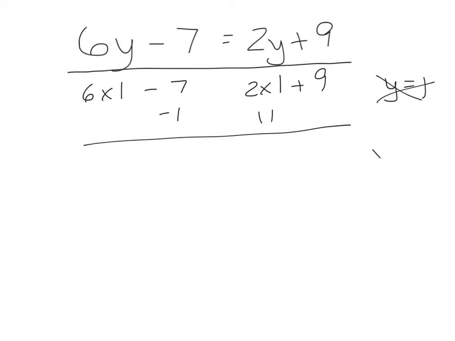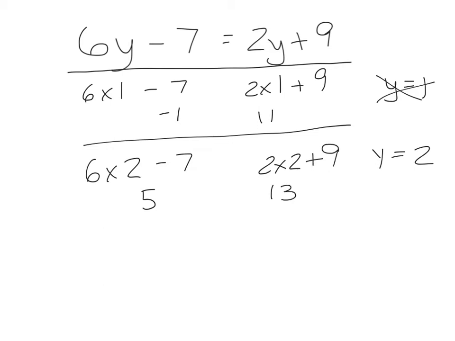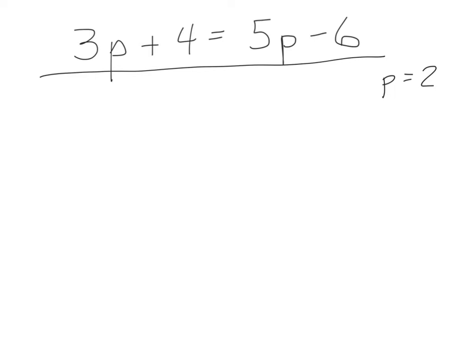I could try y equals 2. So 6 times 2 is 12. 12 minus 7 is 5. On the other side, I would have 2 times 2, which is 4. 4 plus 9 is 13. Well, that didn't make them equal. And I'd have to keep going and trying until I found one that worked. This can get kind of tedious, which is why it's nice to have a way to solve it like the previous screen. Let's try this one with trial and error first.